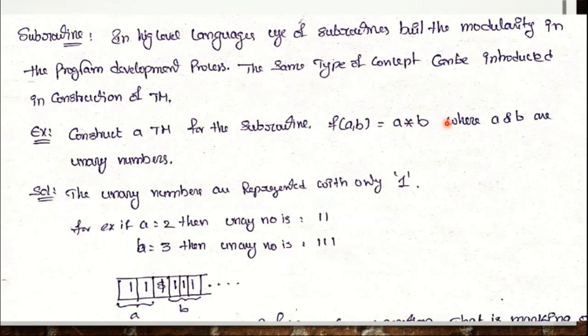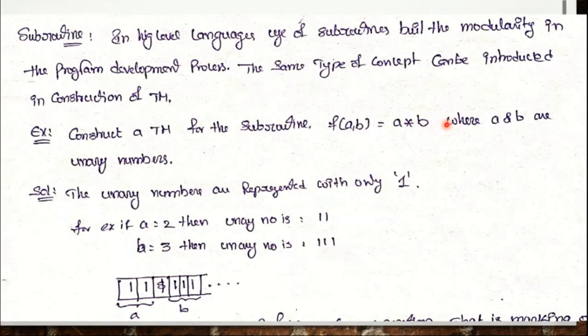These subroutines can also be implemented by Turing machines. Now we observe an example for implementing subroutines by using Turing machines. The question is: construct a Turing machine for the subroutine f(a, b) = a * b. A routine means some function, and this is nothing but a multiplication function. This function performs the multiplication of a and b and then returns the value. But here the condition is that a and b are unary numbers.